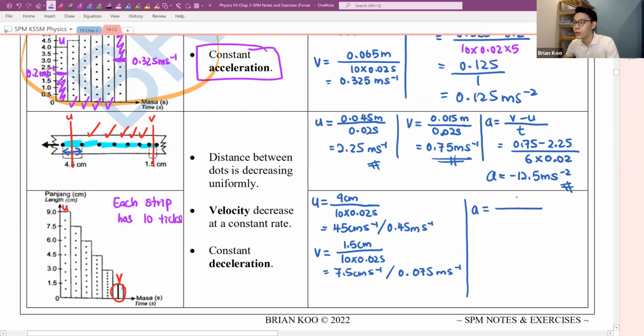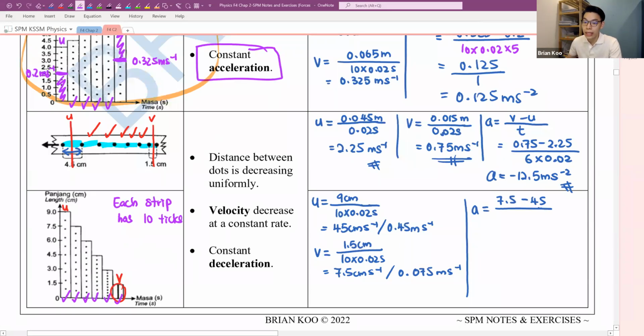Acceleration, I'll do two versions. One version is the cm one. Oh, my bad, V first up. V minus U over, let's count how many strips. 1, 2, 3, 4, 5, 6. Got 6 strips. Should I count all 6 strips?